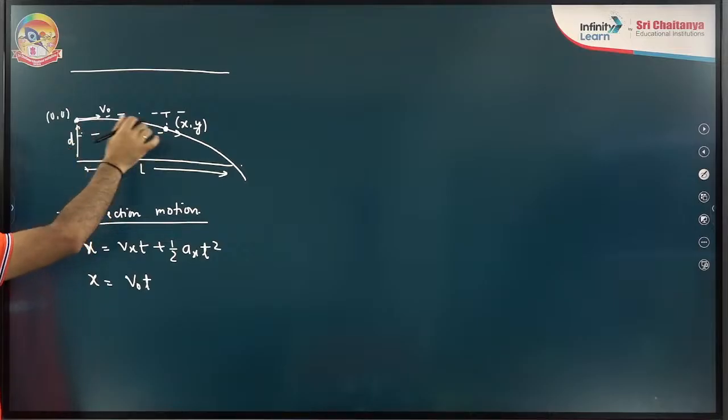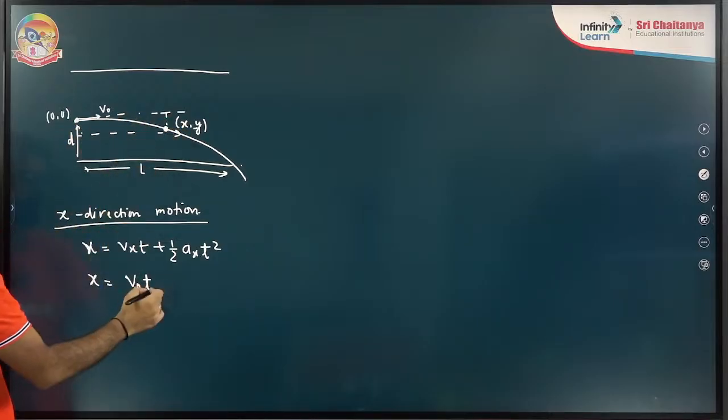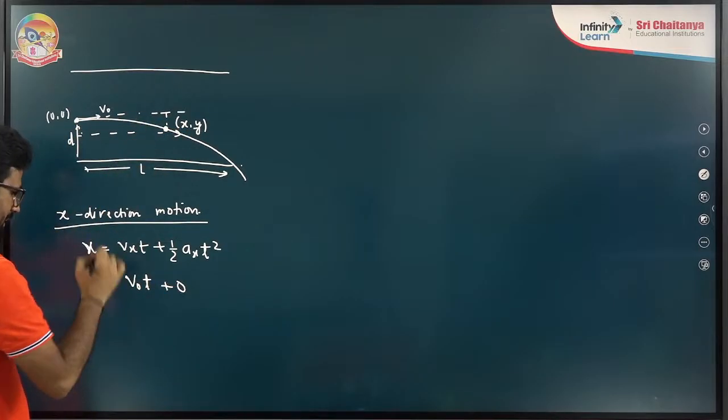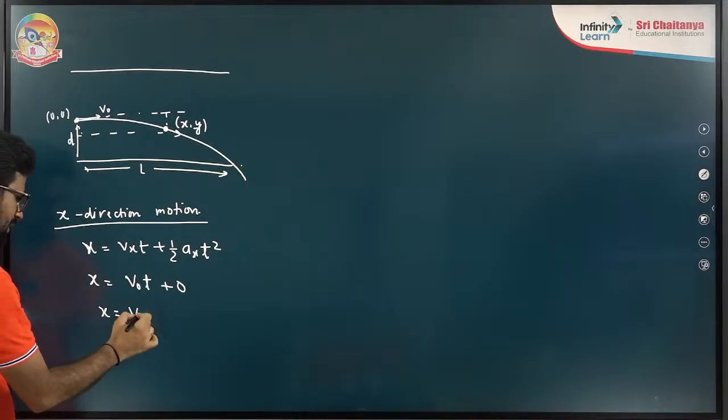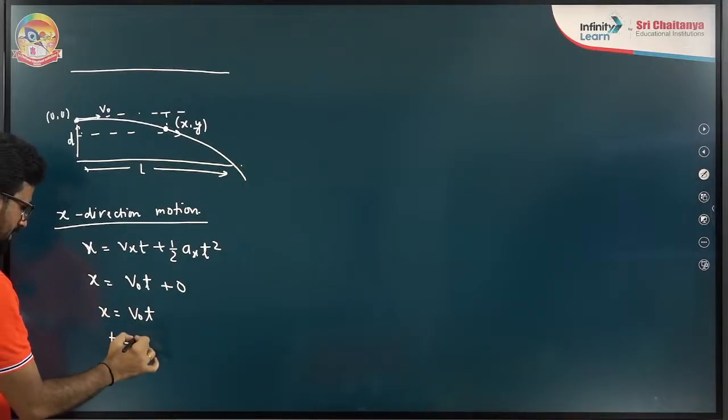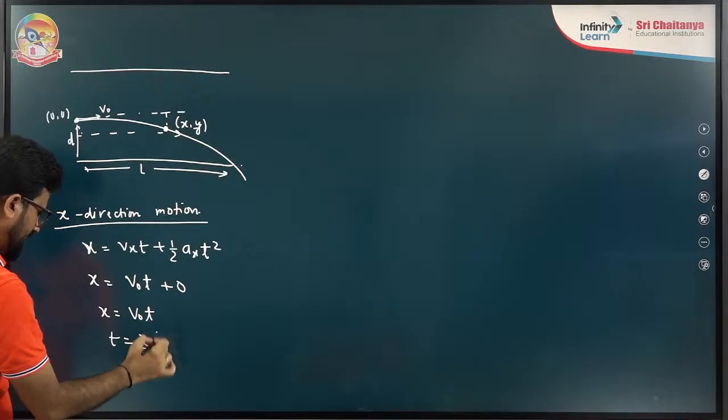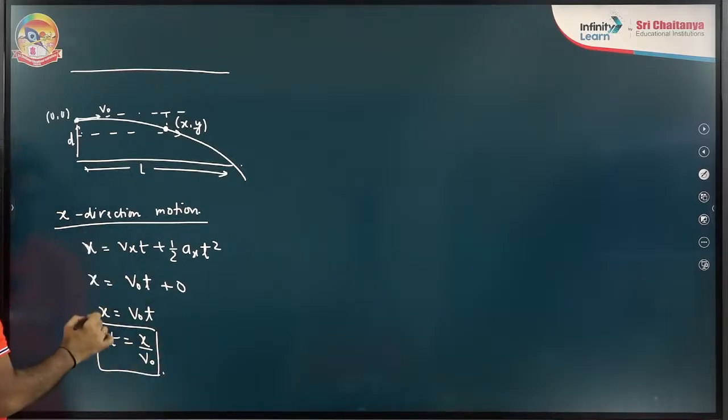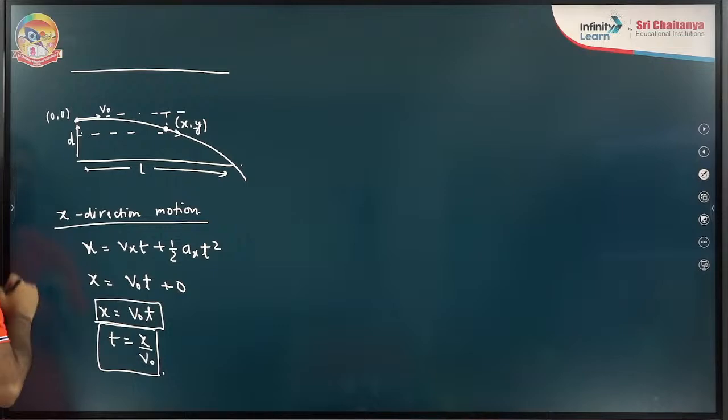What is the acceleration in the x direction? In this direction, there is no acceleration. That means this is a 0 term. That means x equal to v naught into t, or t is equal to x by v naught. We can take this value and solve it.